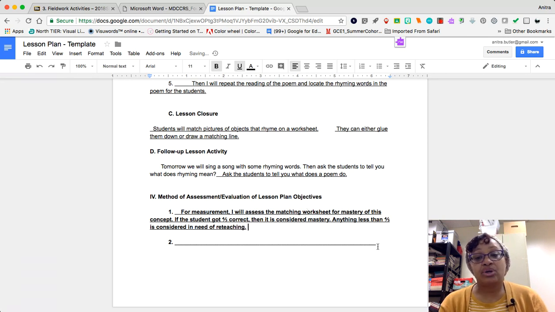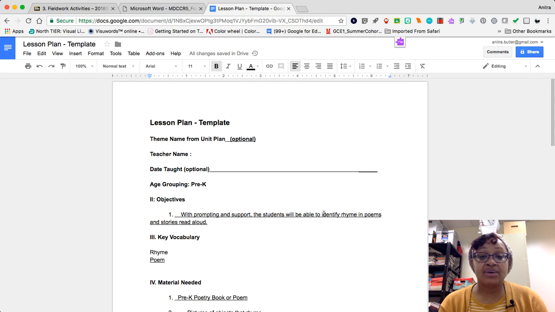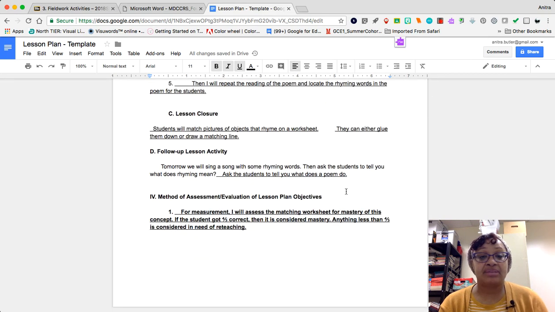So don't lose points on that part of your lesson. Make sure that your assessment is assessing your objective. That's why I say don't do more than one objective, because if you have a whole bunch of objectives, then you have to assess that. Here we just have one: identify rhyme. So I can see if they can identify the rhyme with that worksheet. And I can measure it because I gave it a math assignment. I made it quantitative. When you make something quantitative, you can easily measure it to determine if the student did indeed master that concept or skill.